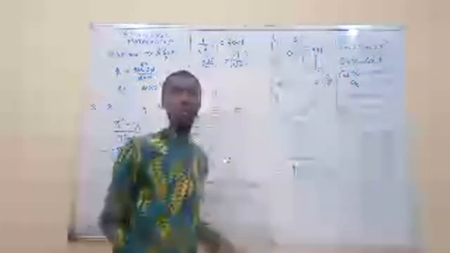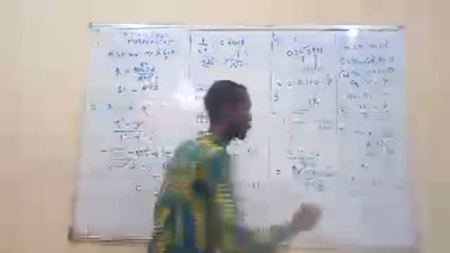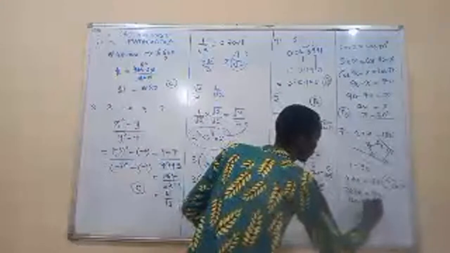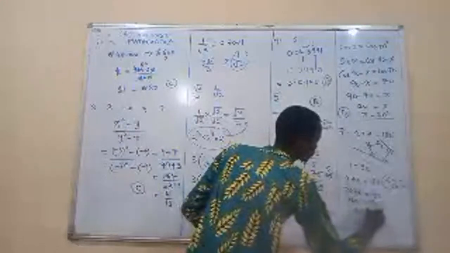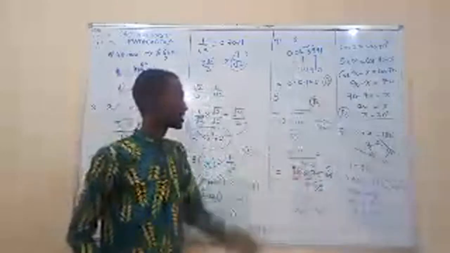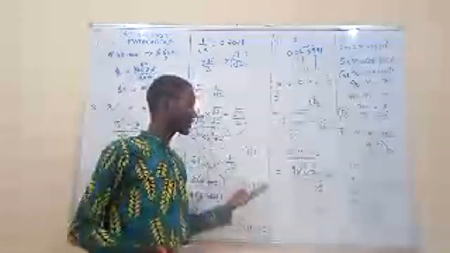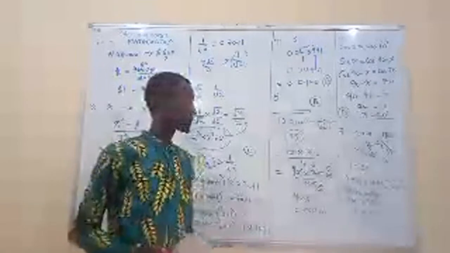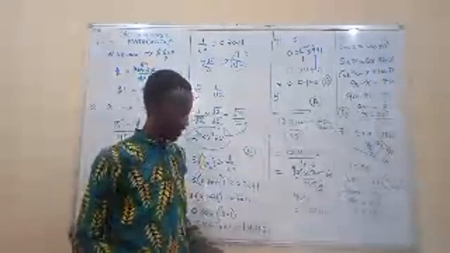What is 3E plus E? Basic arithmetic, that will be 4E. That will be equal to 180 degrees, and E will be equal to 45 degrees. Because E will simply be 180 divided by 4, and that will give you 45 degrees.